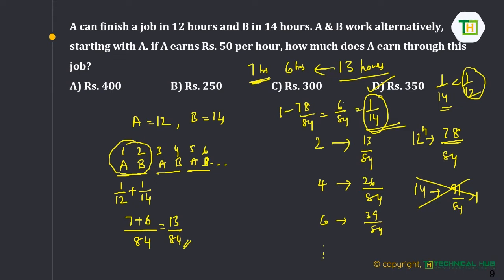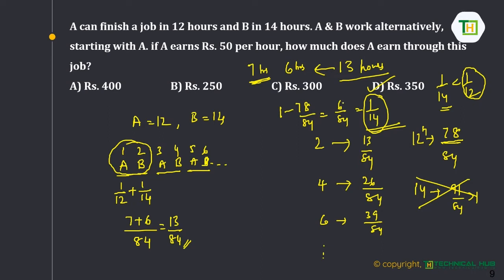In the first hour A is working and he completed 1/12th of the work. In the second hour B is working, and he completed 1/14th of the work. In the first 2 hours, A and B together completed 13/84. For every 2 hours, the same amount of work, 13/84, is going to complete. So for 6 into 2, when I complete 12 hours, the total work is 6 into 13, 78/84. Now, after completion of the 12 hours, still 6/84 of the work is remaining, which is nothing but 1/14th work that still has to be completed.